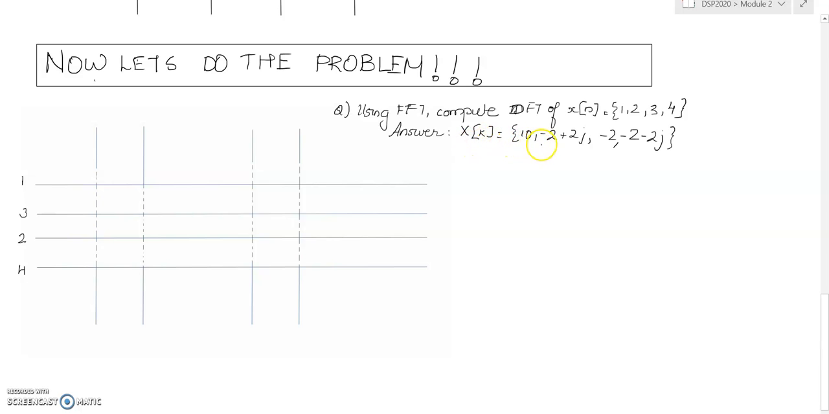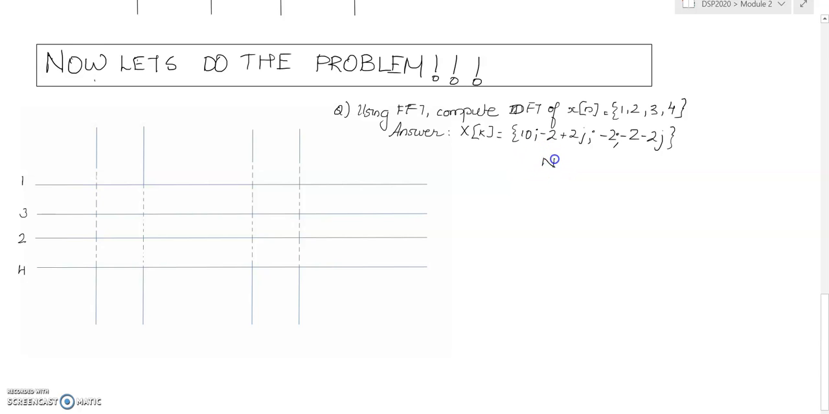We know that the answer is 10, minus 2 plus 2j, minus 2, and minus 2 minus 2j. So I'll repeat, the question is find the DFT of 1, 2, 3, 4 and the answer is 10, minus 2 plus 2j, minus 2, minus 2 minus 2j. That is the answer. So we have to solve this particular problem. So let's go for the concepts that we have learned earlier and see how it works out.